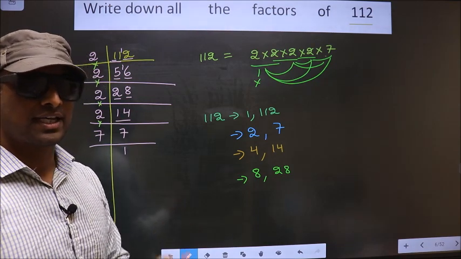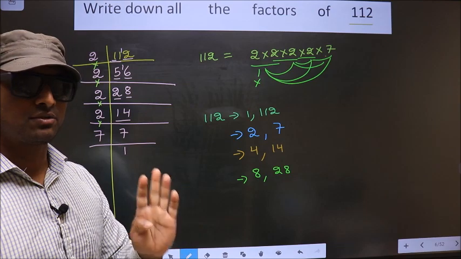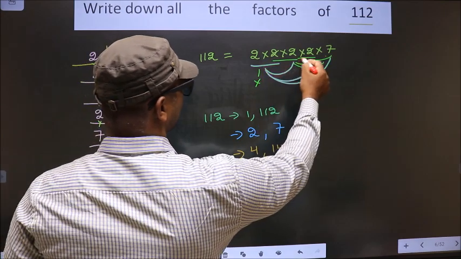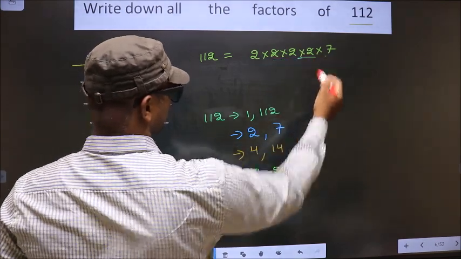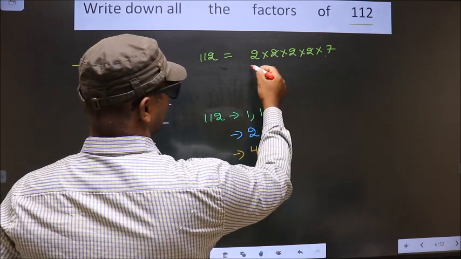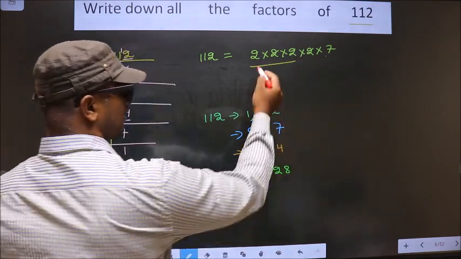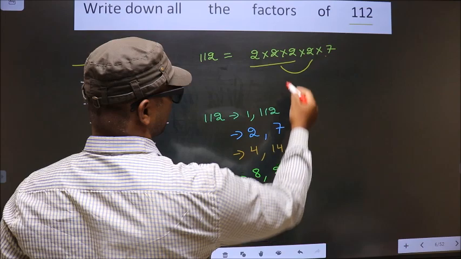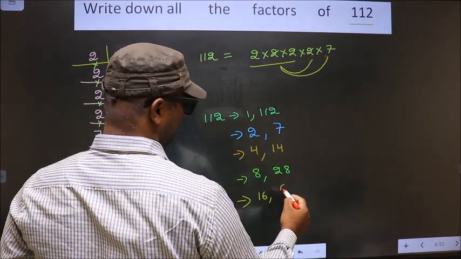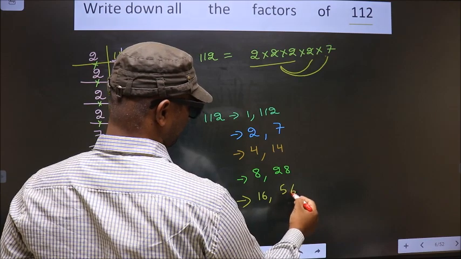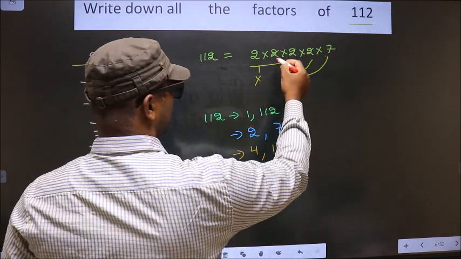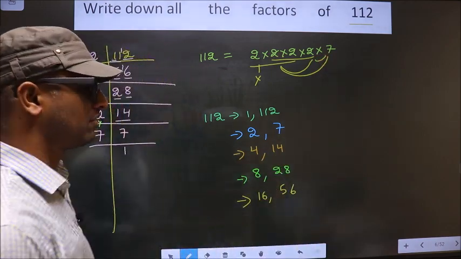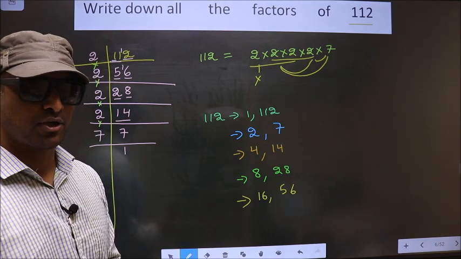Next. Now, you take a combination of 4 numbers. How do we take it? See. First, I fix these three numbers. 2 into 2, 4, 4 into 2, 8. Combine with 2, you get 16. 8 combine with 7, you get 56. Now I leave this 2 and take these 3 numbers and combine with 7. Still I get 56 itself. So no other combinations possible.